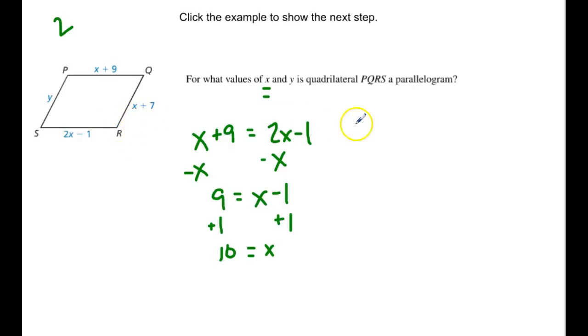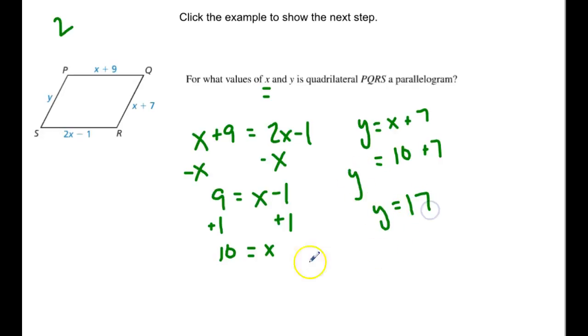So if I know that x is 10, I have here y equals x plus 7. I found that x is 10, so I can go ahead and substitute that in. So I know that y would be equal to 17. So for the values of x being 10 and y being 17, that is what would make this a parallelogram.